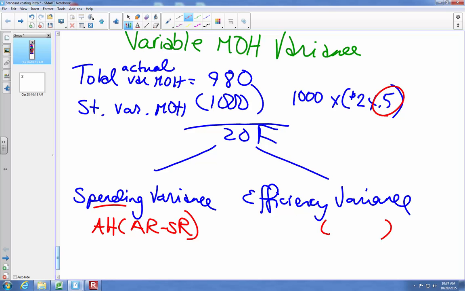Right, so AQ minus SQ, but we're calling that hours here, right? So actual hours minus standard hours. And then what goes on the outside of the parentheses? Standard rate. Okay, let's fill them in.